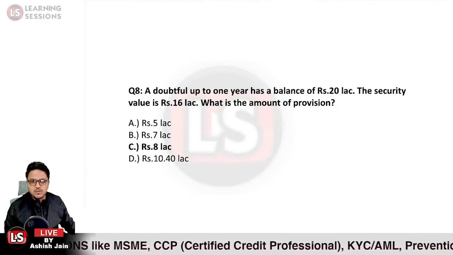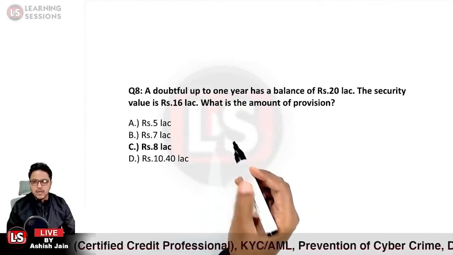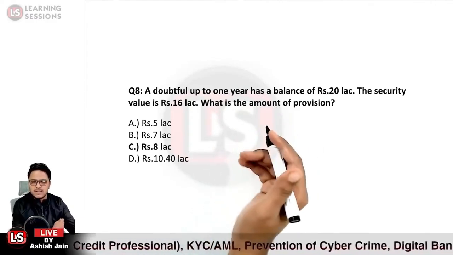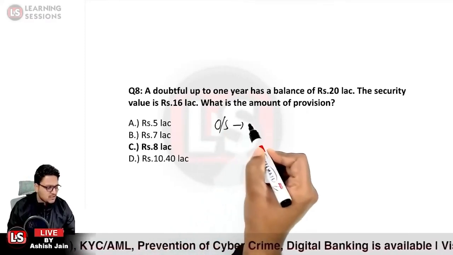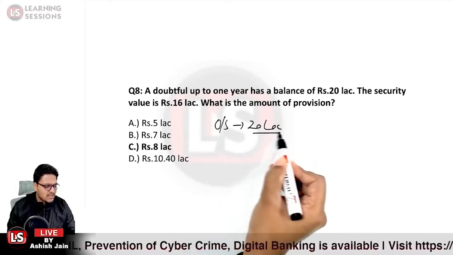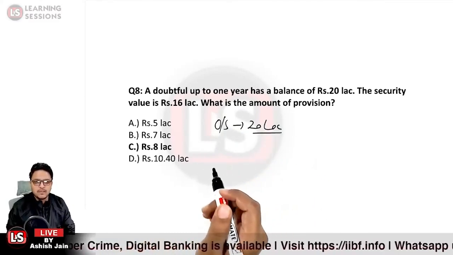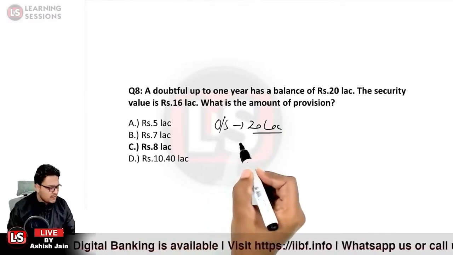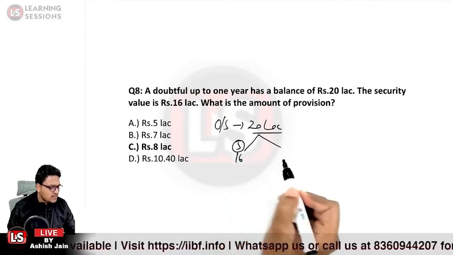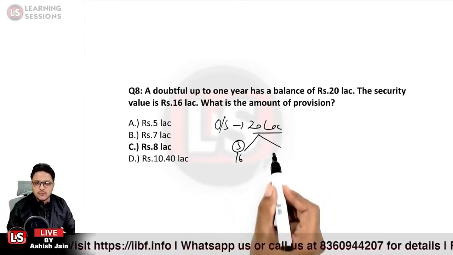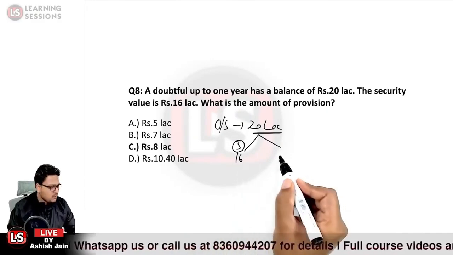First of all, whenever we talk about doubtful assets, we need to bifurcate the balances into secured balances and unsecured balances. Here we have an outstanding balance of 20 lakh rupees, and it is under the doubtful 1 category. We have secured balances of 16 lakh rupees, and the unsecured balance, that is the shortfall in security, is 20 lakh minus 16 lakh, which equals 4 lakh rupees.